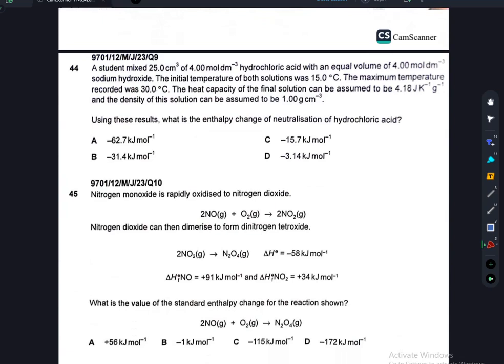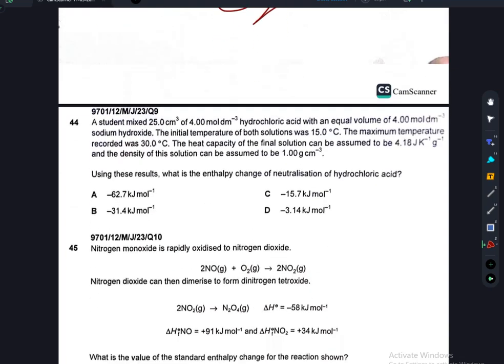This is for sure. So we move on to 44. MCQ number 44. A student makes 25 centimeter cube of 4 mole per decimeter cube HCl with an equal volume of 4 mole per decimeter cube sodium hydroxide. So this is actually very simple. Q is equal to mc delta T. I'm not reading the whole statement. So 25 centimeter cube, 25, so 50 into C is 4.18. Temperature difference is 15. So you would get B as your right answer. This is a piece of cake. Literally, it's a piece of cake.